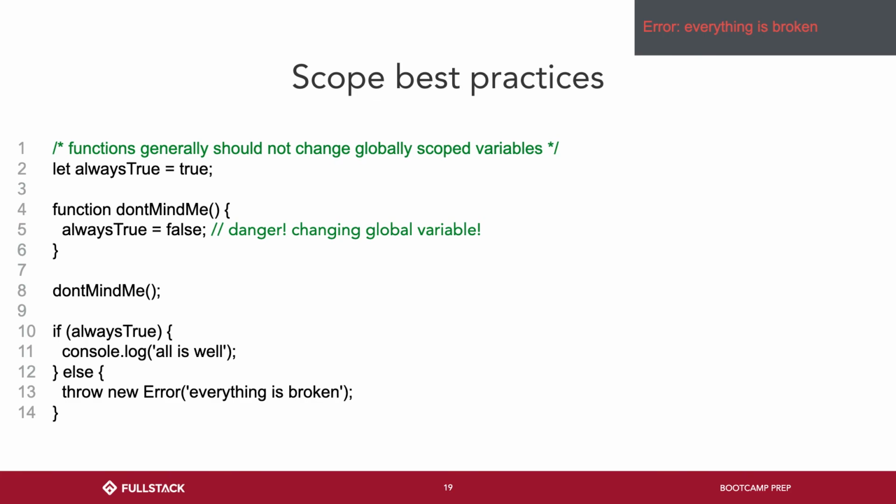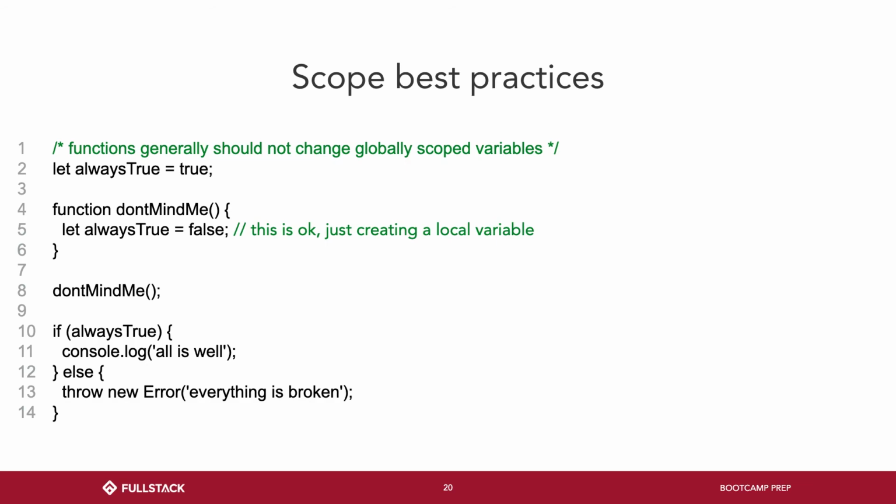It's just best practice, okay? Don't change global variables from a function. Don't do it. This is okay because we're just creating a local variable, right? We are no longer changing this variable that relies on this code to run. So we would get "all is well", right? Because here we declare another variable that has the same name, but in a lower level of scope. If we omitted the let keyword, then we would be changing that global variable, right?